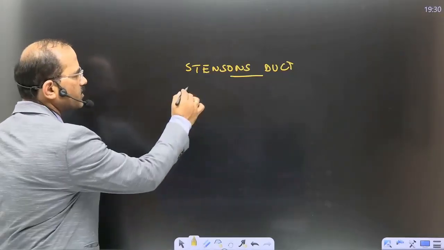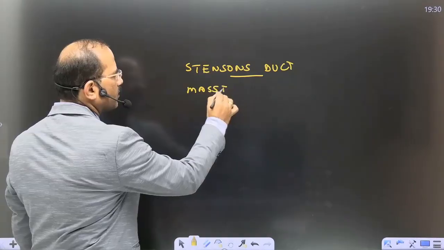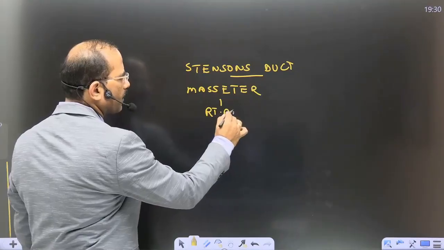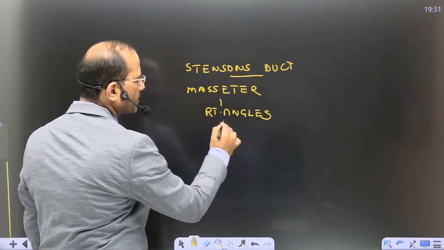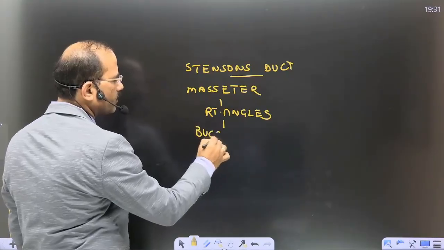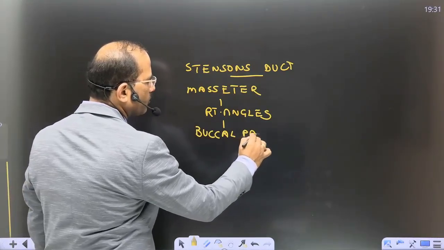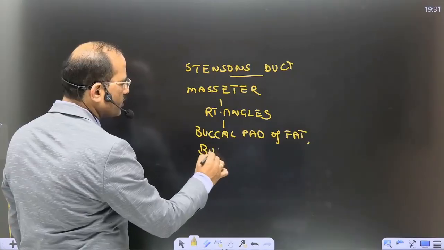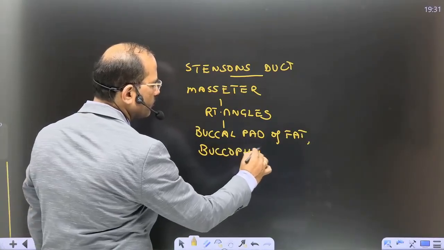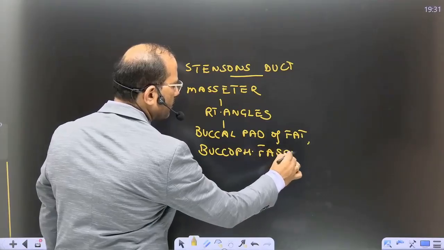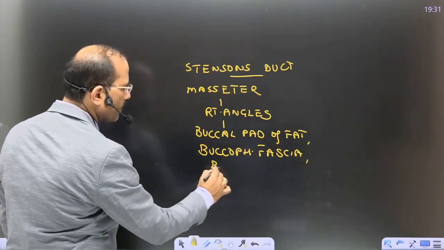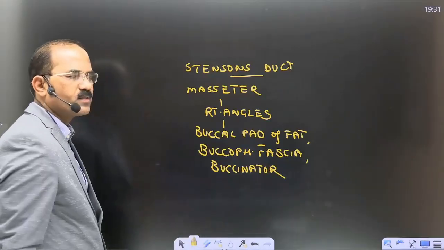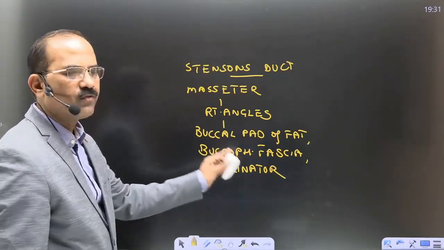I'll just write the important things. Runs on the masseter, turns at right angles, pierces the buccal pad of fat. Pierces the buccopharyngeal fascia. Pierces the buccinator muscle. So three things it pierces: the buccal pad of fat, the buccopharyngeal fascia, and the buccinator.